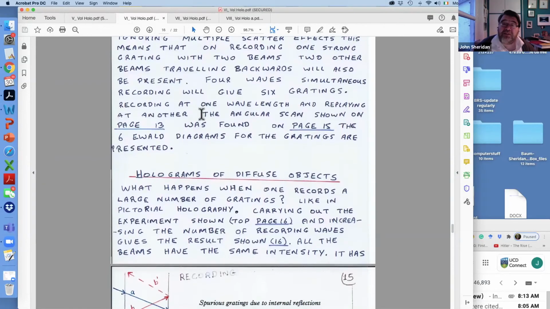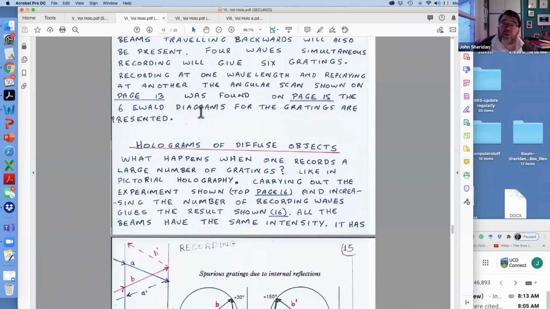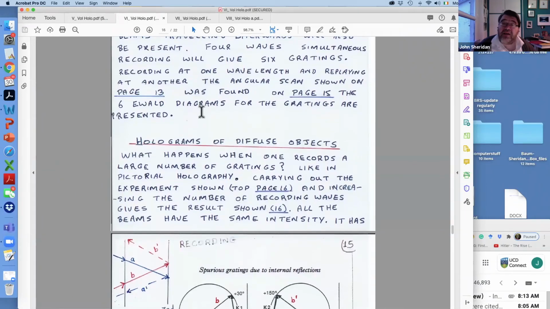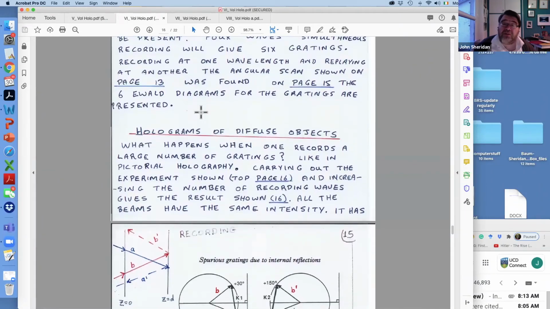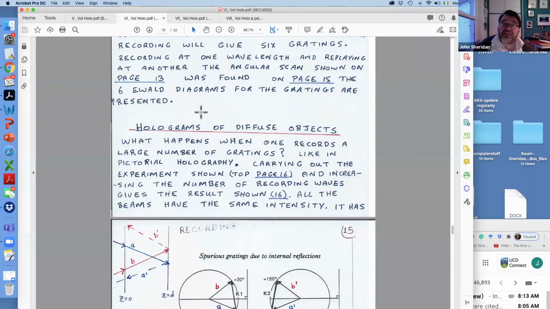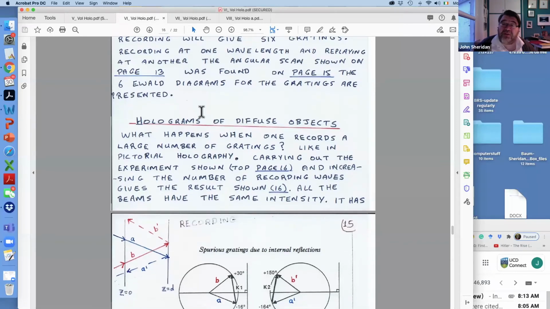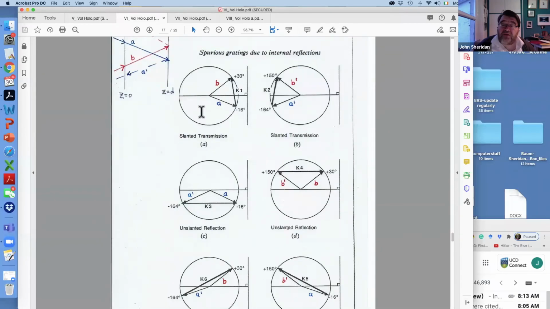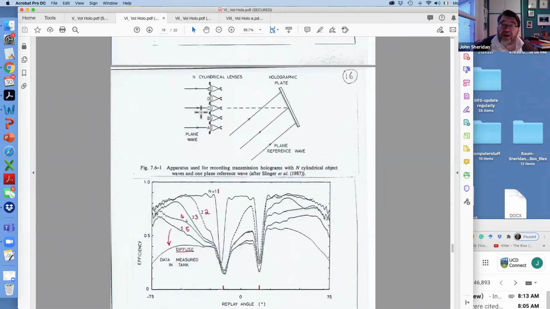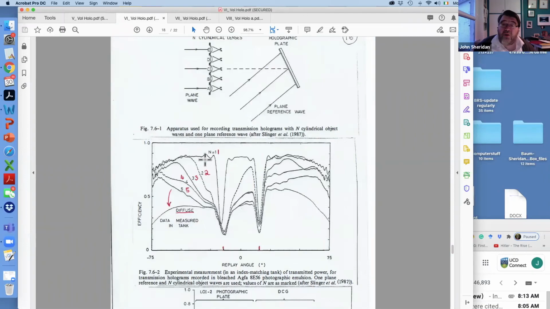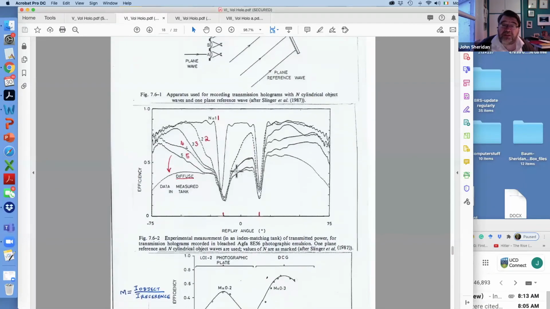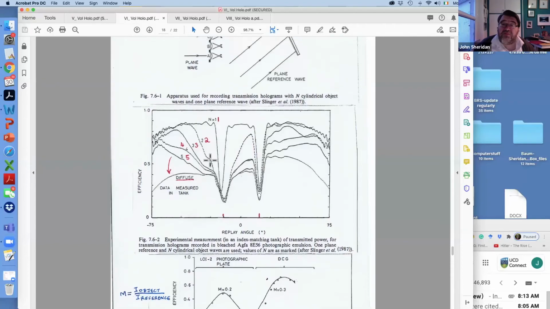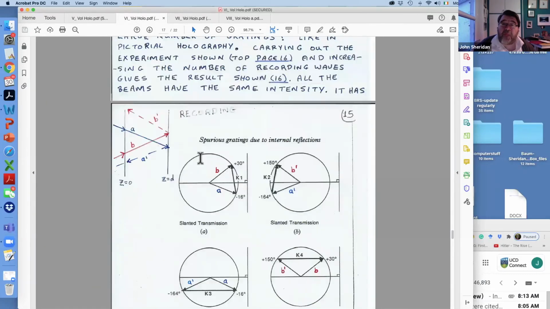4 waves simultaneously will give 6 gratings. Recording at one wavelength and replaying at another, the angular scan shown on page 13 was found. On page 15, the 6 diagrams are given. These are the 6 that I showed you before with back reflections, and we can go away and do angular scans, and what we see is a whole range of different types of capabilities or effects, and we'll talk a little bit more about that graph in a second.